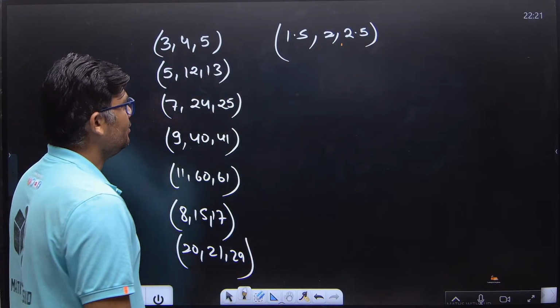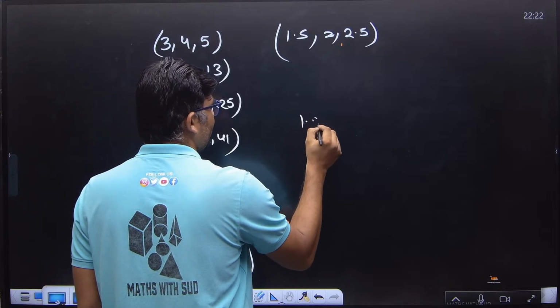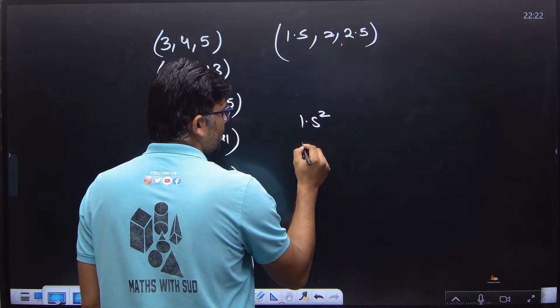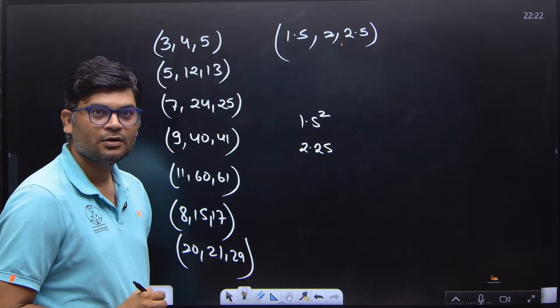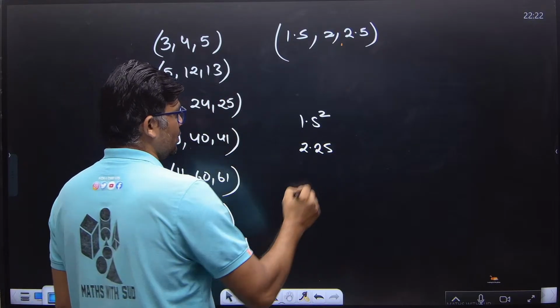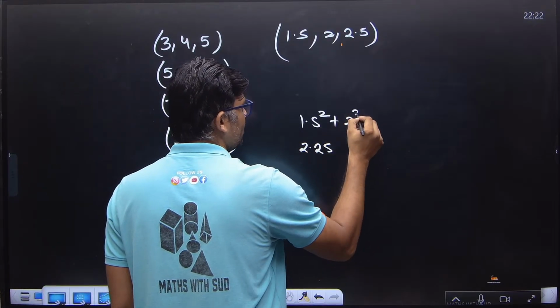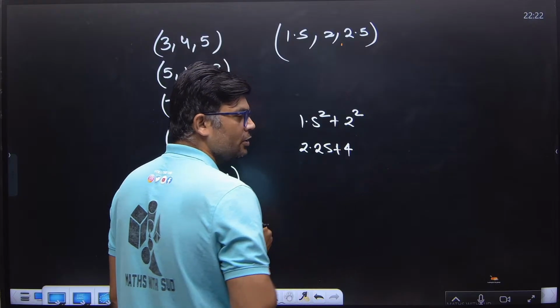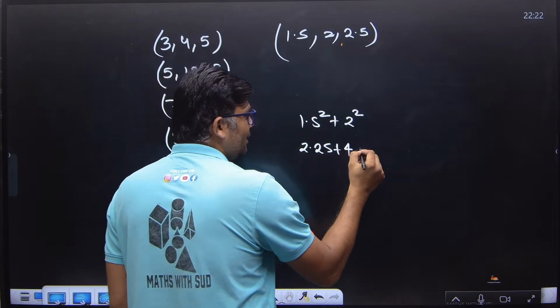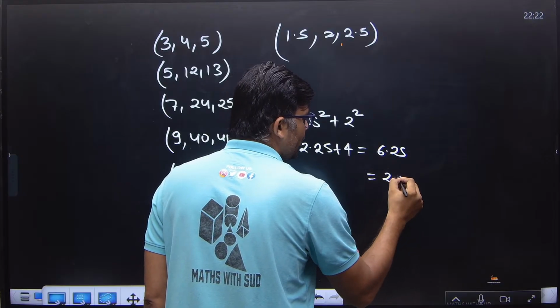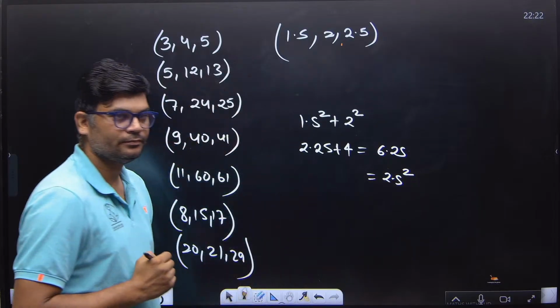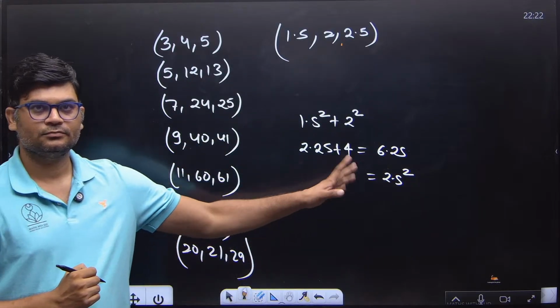And let us check it. What is 1.5 square? It is 2.25. And what is 2 square? It is 4. If you add them, you are going to get 6.25, which is 2.5 square. Understood?